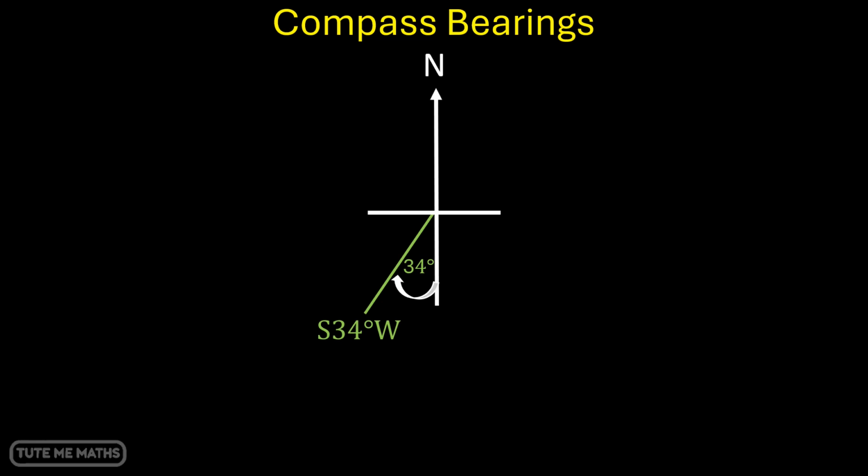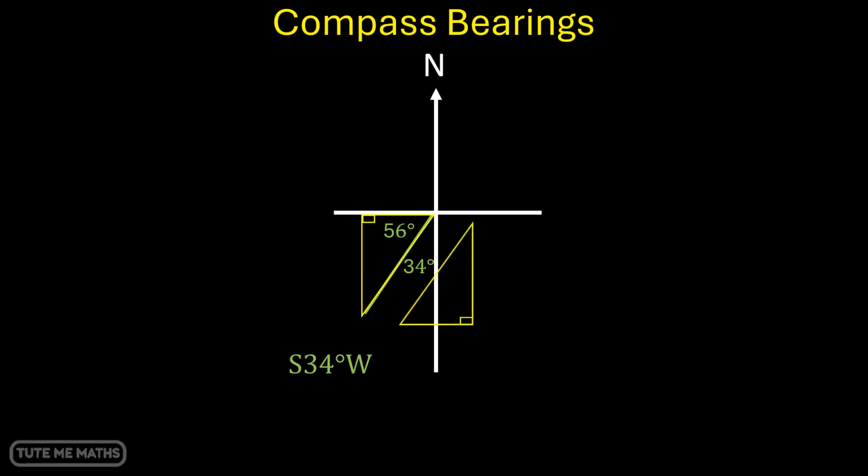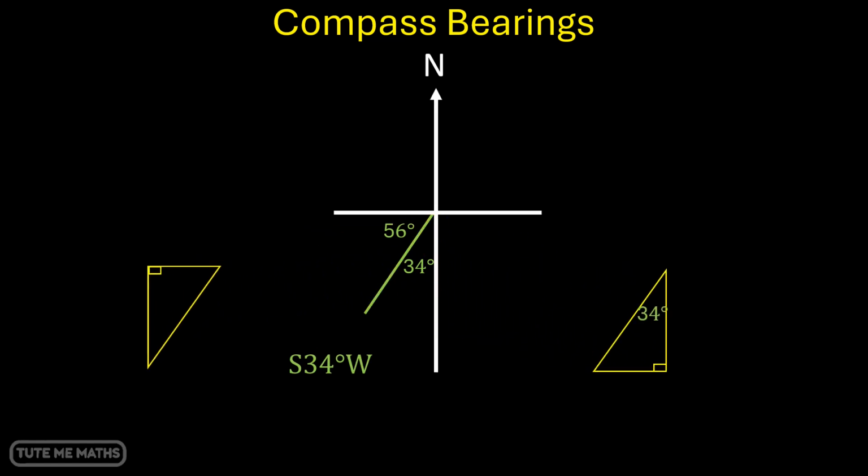Also keep in mind that we can add or subtract the relevant angles from 180 if using the north-south axis, or from 90 if also including the east-west axis. Here, 90 minus 34 is 56, giving us a choice of two right-angled triangles, here and here, when it comes time to solve a related problem.